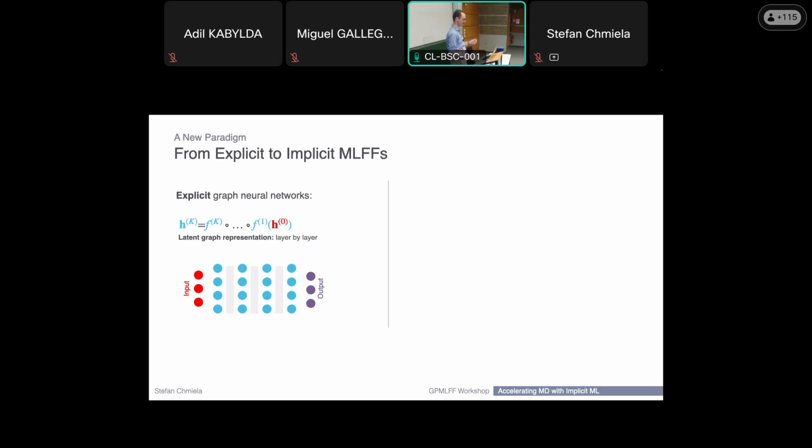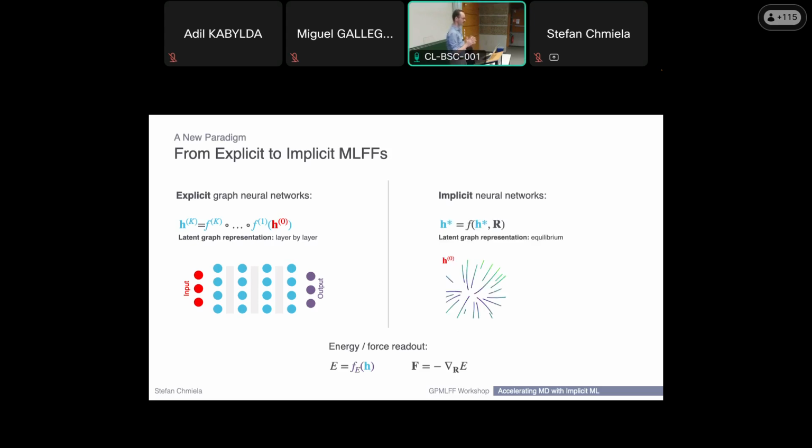And this takes several layers, and then we end up with this graph representation H here, and then we plug it into a very simple readout. It can be a linear readout layer, or sometimes it's a small neural network, and that returns the property that we want to observe, like the energy or the forces. Now, on the other hand, implicit models only use one layer, right?